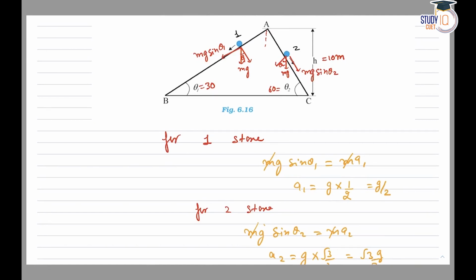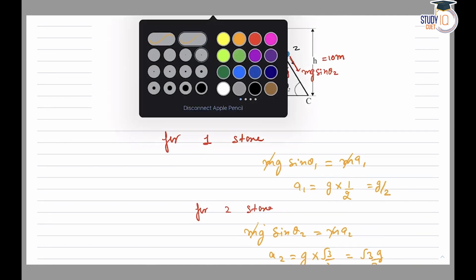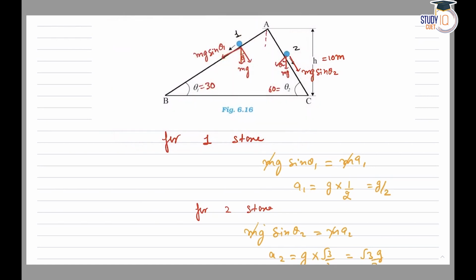Now in order to find the speed when they reach the bottom, we can use the concept of the work energy theorem. The track is frictionless. The work done is only due to gravity, as the normal is perpendicular, so the work done by the normal is 0. Work done by friction is 0. So the only force acting on the system is the gravitational force. So work done is equal to change in kinetic energy.